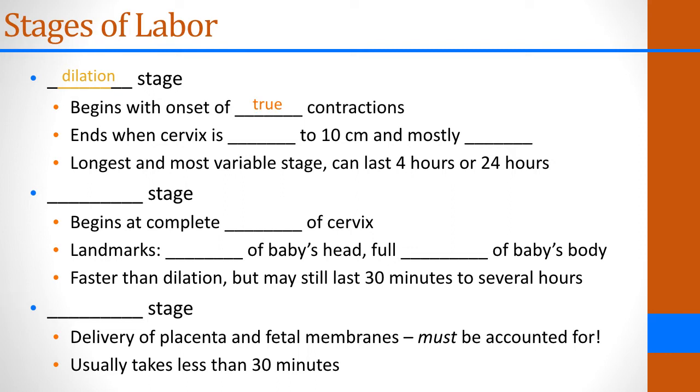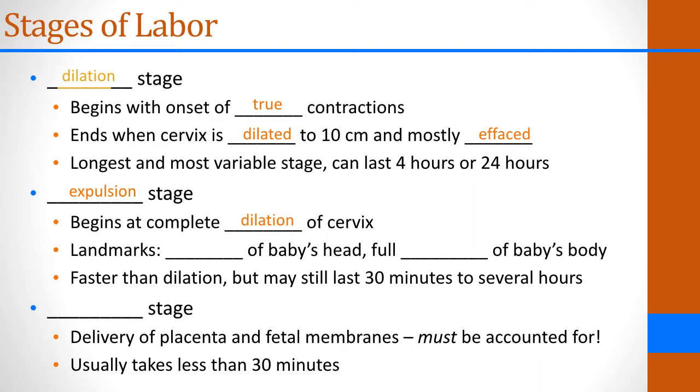So the dilation stage begins with the onset of true contractions and ends when the cervix is dilated to about 10 centimeters and mostly effaced, which means the fetus begins to shift toward the cervical canal. And that's aided by movement, by uterine contractions, and gravity, good old gravity. It is the longest and most variable stage, and it can last anywhere from 4 to 24 hours.